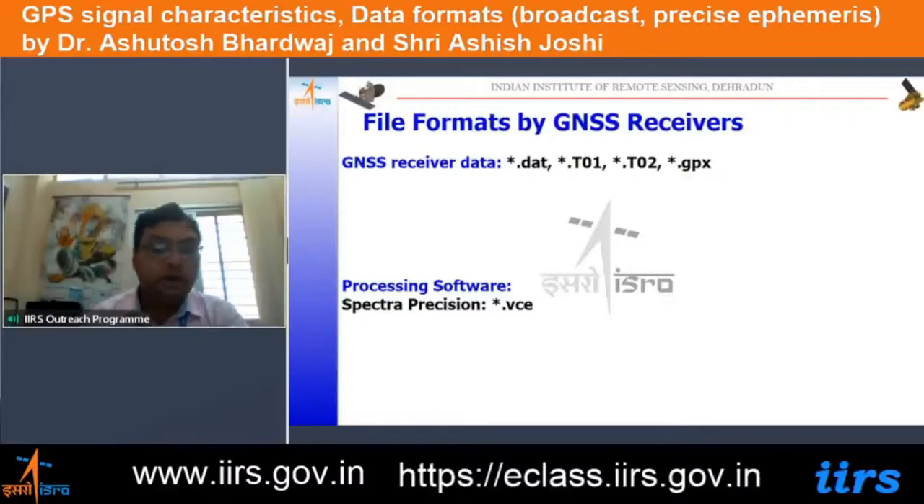Now we are processing the data sets in Spectra Precision, earlier it was Trimble Business Center. Actually now the two companies have been merged, so we are using Spectra Precision. It has a project file with an extension of .vce.